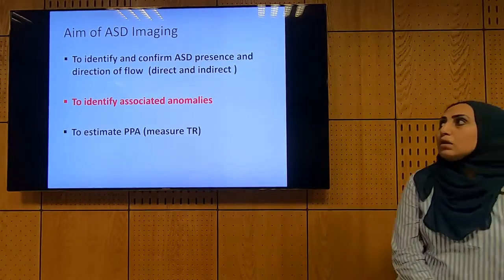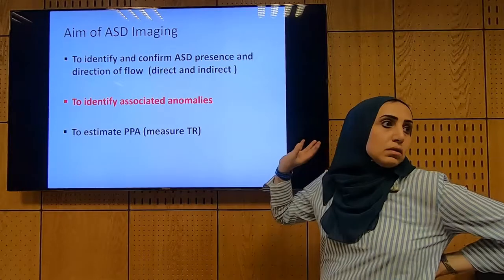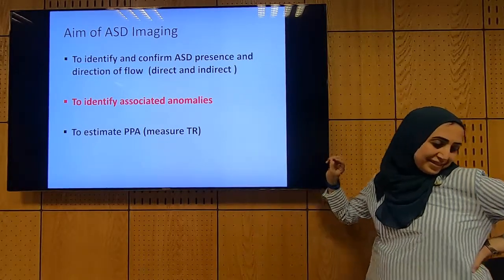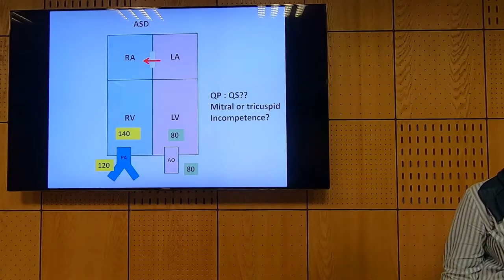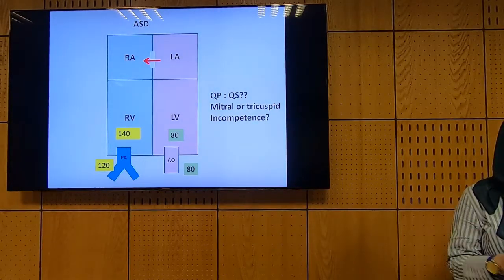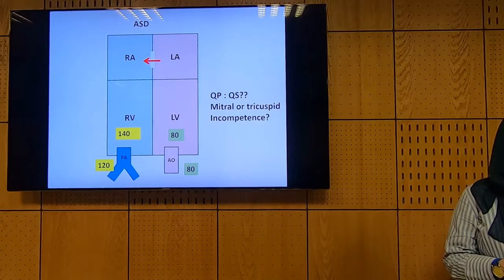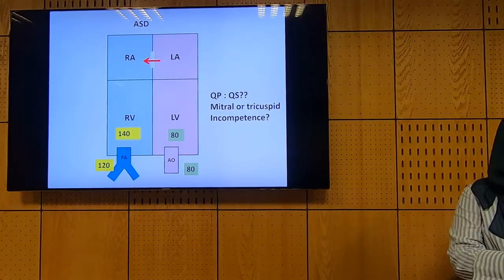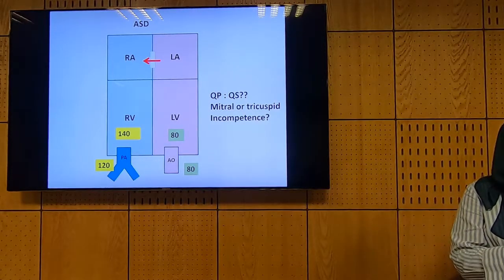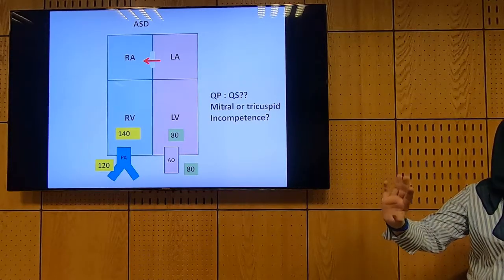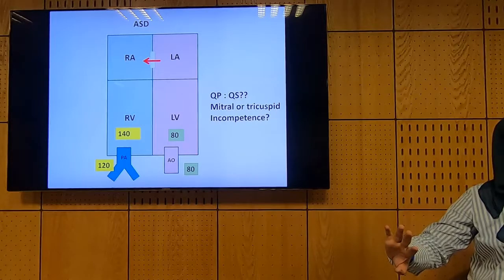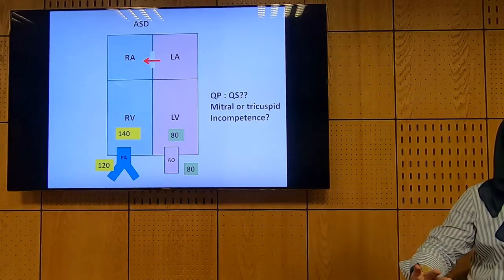So now we finished the first part. What about the 20? What do you think? So something happened in systole. So 140 ejected from the right ventricle, 120 went to the pulmonary, and 20 went somewhere else.